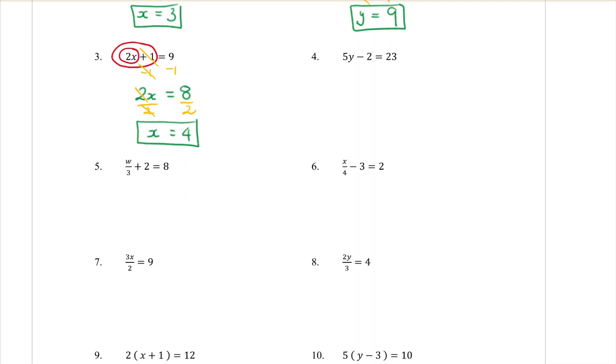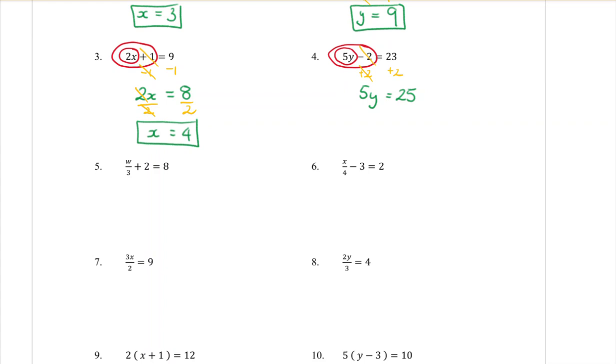Okay, let's try question 4, another one that's very similar. This time I'm solving for y. So 5y is my inside layer, and then I need to subtract 2 for the outside layer. The opposite of minus 2 is to plus 2. Cross off the outside layer. That will leave 5y equals 23 plus 2 makes 25.